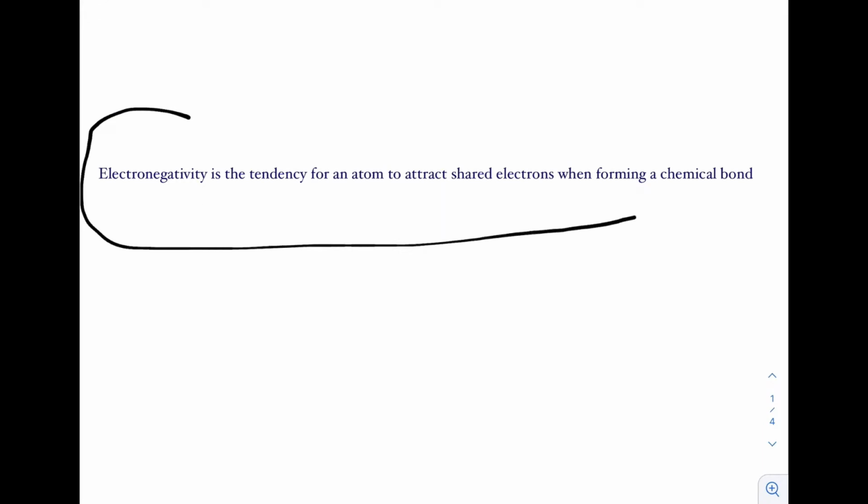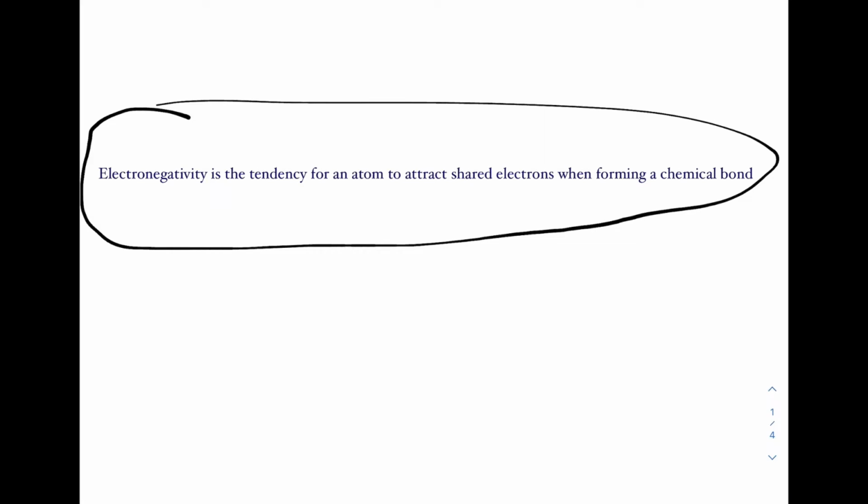Today, we will be talking about electronegativity, one of the fundamentals of chemistry and biology. So, we can first start off with a basic definition of electronegativity, which is that electronegativity is the tendency for an atom to attract shared electrons when forming a chemical bond. Now, this can be a mouthful at first, but in this video, we're going to talk about it and make sure that you understand in the end what this means.